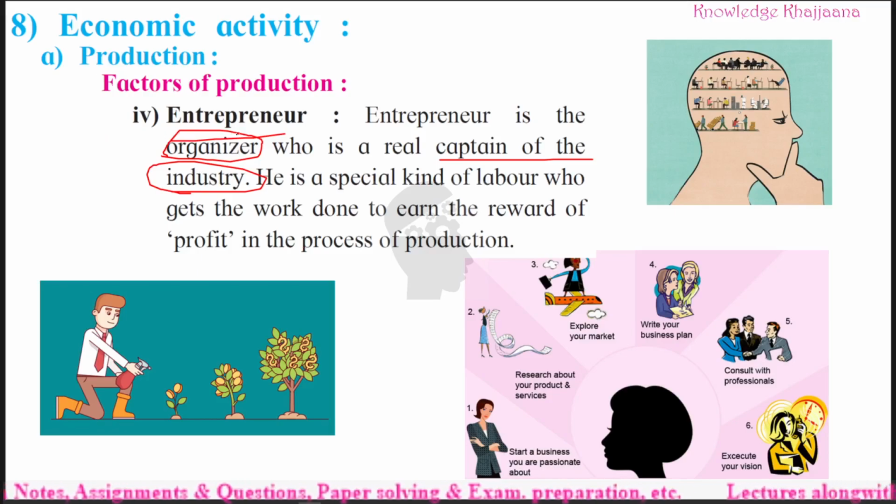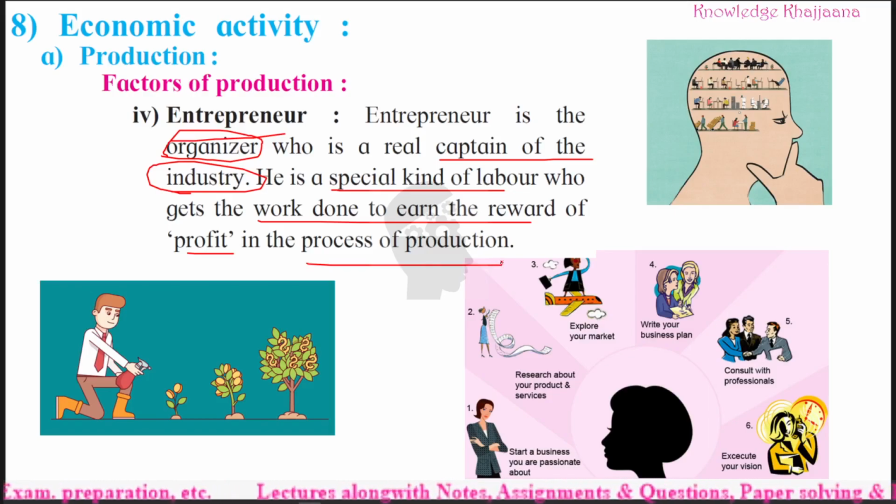That is the entrepreneur. Okay, that is the organizer. He is a special kind of labor who gets the work done to earn the reward of profit in the process of production. Again, he is a labor also because it is a human factor, right? The organizer is a human factor. He is a human being.